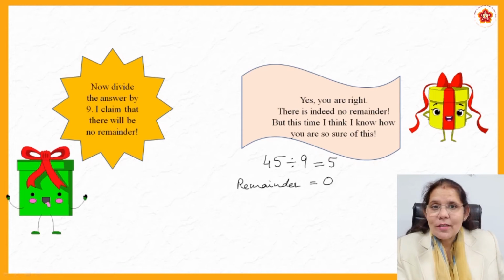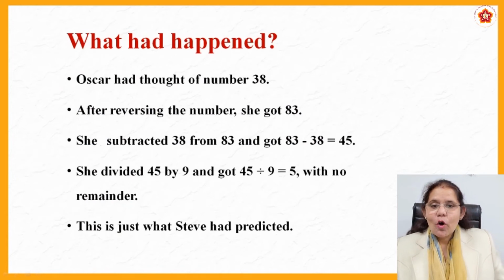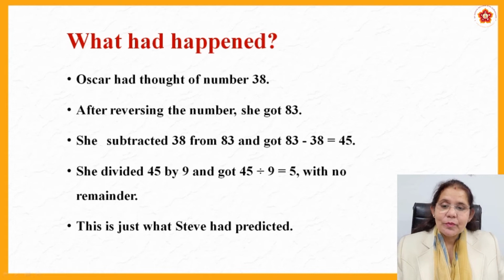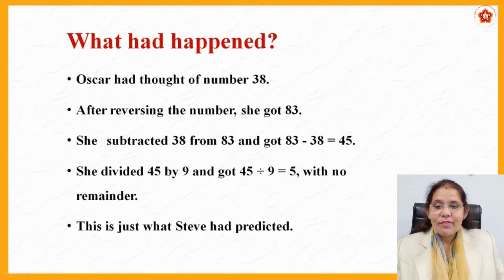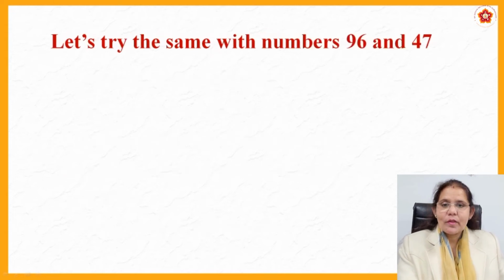Oscar thought that Steve is very intelligent. So this is what had happened. Oscar had thought 38. After reversing the number, she got 83. When she subtracted 38 from 83, she got 45. She divided 45 by 9, which gave the quotient 5 with no remainder. And this is just what Steve had predicted.